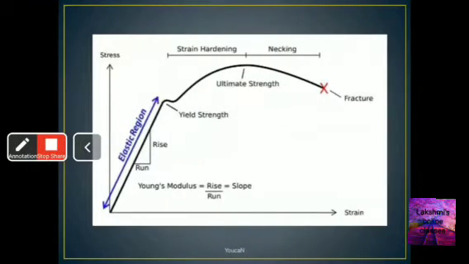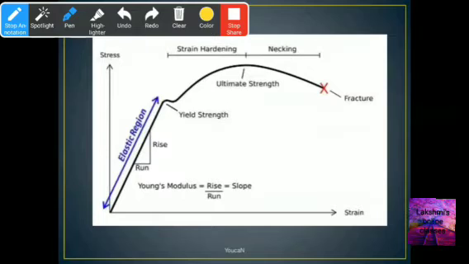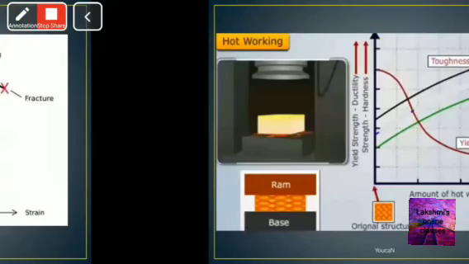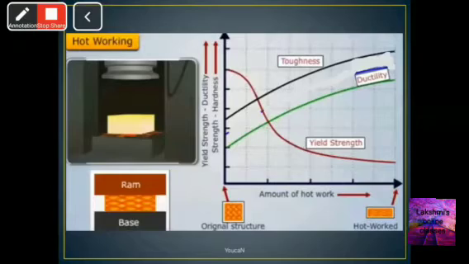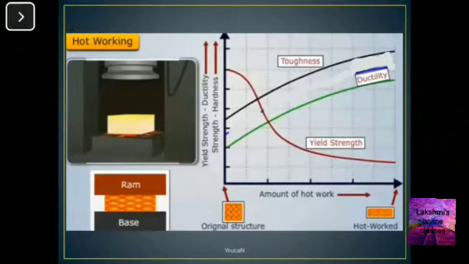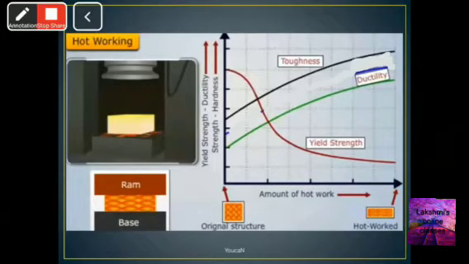Coming to the stress strain curve, Young's modulus. This is the elastic region, this is the yield strength, this is the ultimate strength, and the last point is the fracture. So strain hardening and necking. This is the clear picture for this load deformation curve, right? This is the hot working diagram. All of you just have a look, and you have to draw this curve for every topic.